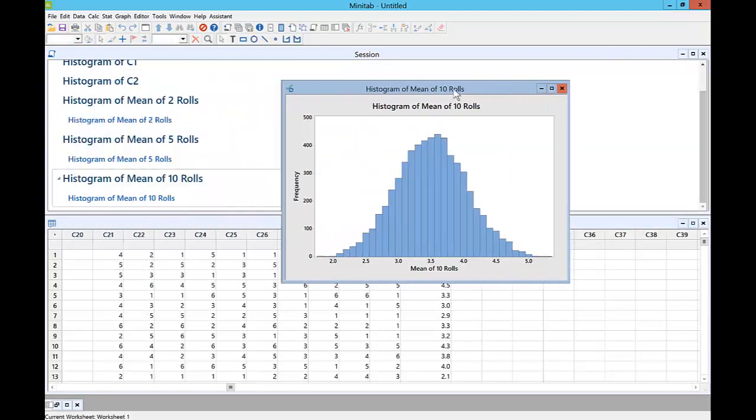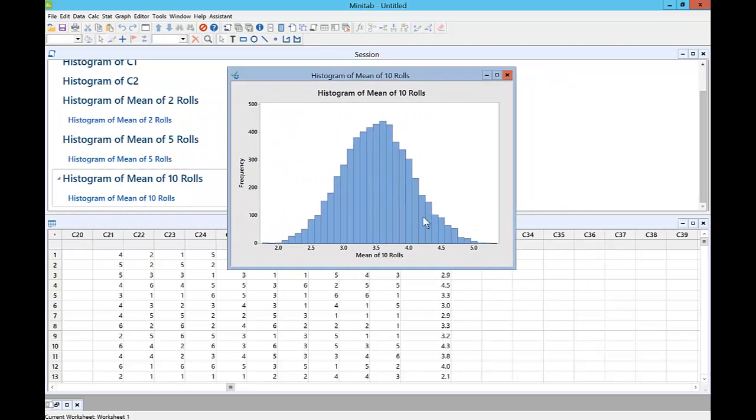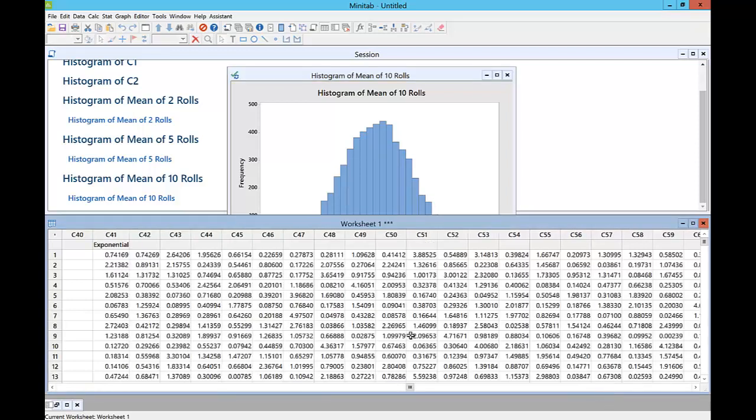And so this is now looking more and more like a normal distribution, which is, of course, what we get with the central limit theorem. Okay, so this comes from uniform data. What happens if we use something that's skewed?